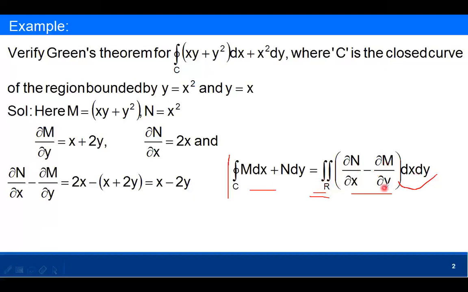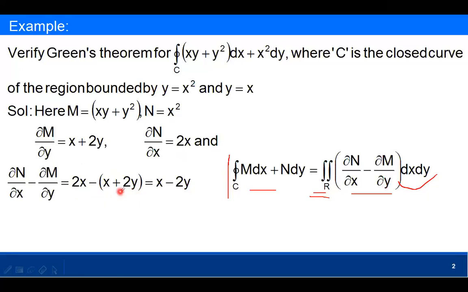So ∂M/∂y: we are differentiating xy + y² with respect to y partially. The derivative of xy with respect to y is x, plus the derivative of y², which is 2y. Now ∂N/∂x: we are differentiating x² partially with respect to x, so the derivative is 2x. Now substitute these two values in ∂N/∂x − ∂M/∂y. That is 2x − (x + 2y). Simplify, open this bracket: 2x − x, that is x − 2y.